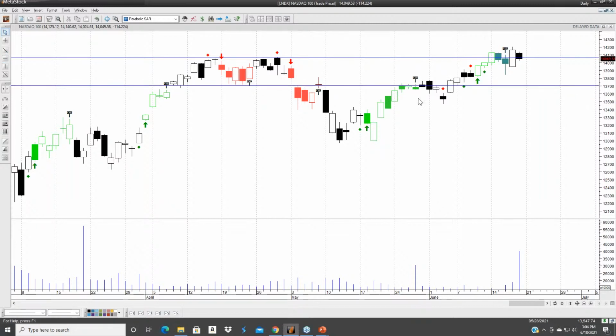But 13,700 is an important one to watch. If you look at the support here from back in April, which was broken in May and then turned into resistance in late May, early June, as we can see right here. Then that was broken through in the earlier to mid part of June. And now we're playing around with this 14,050 level, which is one we really want to watch.